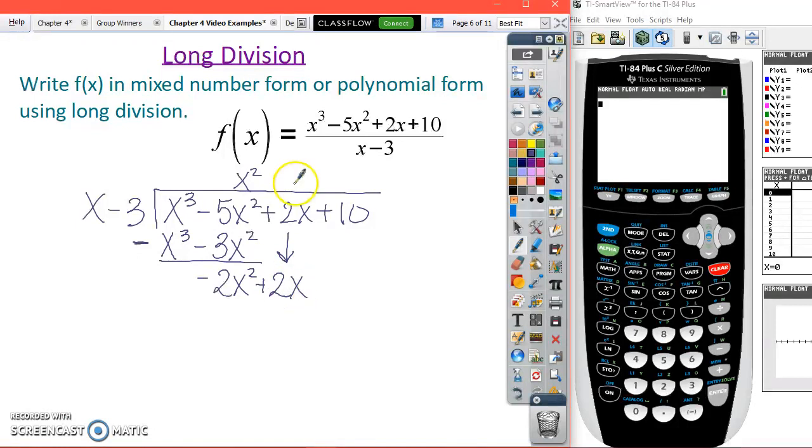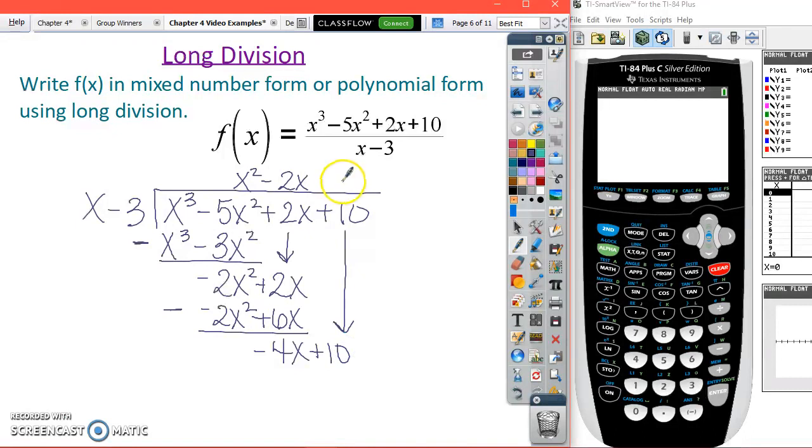We'll ask ourselves what times x would give us negative 2x squared, and that would be negative 2x. Now I'm going to multiply this negative 2x by both of these terms. Negative 2x times x is going to give us negative 2x squared. Negative 2x times negative 3 will give us a positive 6x, and we will subtract these two. The 2x squareds are going to cancel. 2x minus 6x gives us a negative 4x. And again, we're going to bring down the next term, so we'll have plus 10.